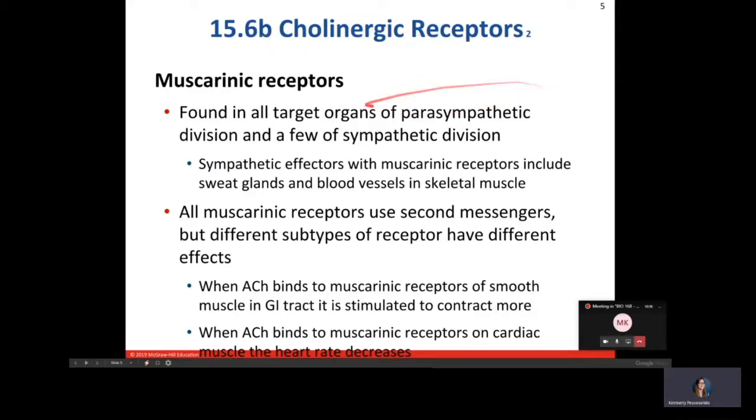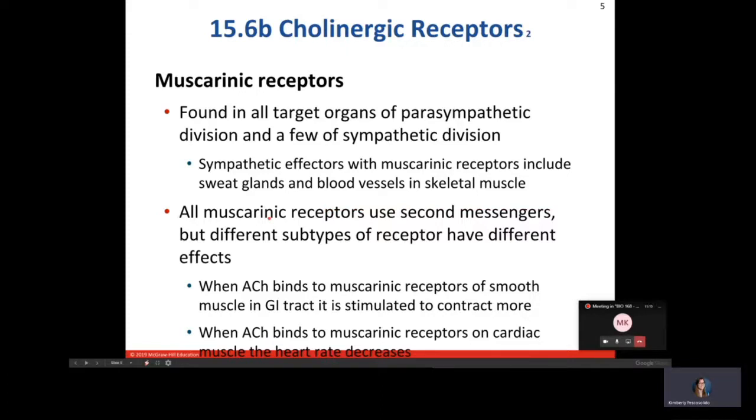And so we said that the whole parasympathetic nervous system uses acetylcholine. And so these muscarinic receptors are found on the target organs or the effectors of the parasympathetic division. And remember, we said just a few neurons of the sympathetic nervous system use acetylcholine. But for those neurons that use acetylcholine, there are muscarinic receptors on those effectors. And so the sympathetic effectors with muscarinic receptors are going to include sweat glands and the blood vessels and skeletal muscle. All muscarinic receptors use second messengers.